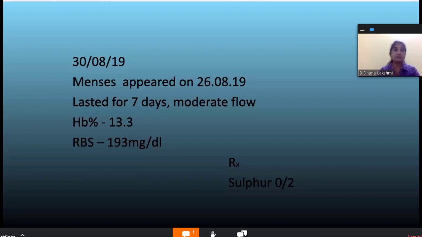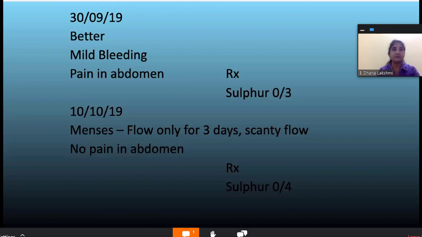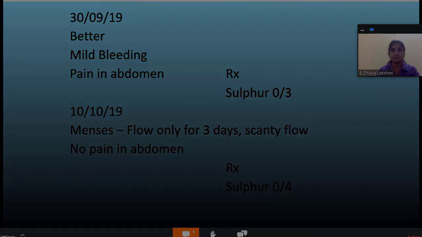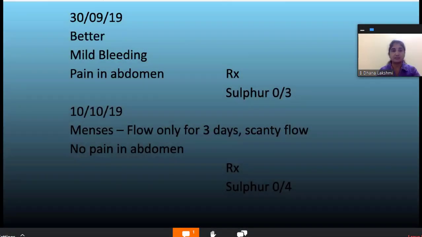After 1 month, she was better, but there was mild bleeding in the next cycle, and the abdominal pain was mild. So she was in the upswing, she was improving. I told her to continue the Sulphur and gave her Sulphur 0/3. Next, maybe a month and 10 days after, she started menstruating again, and the flow was only for 3 days. The flow was scanty. There was no abdominal pain. I gave her Sulphur 0/4.